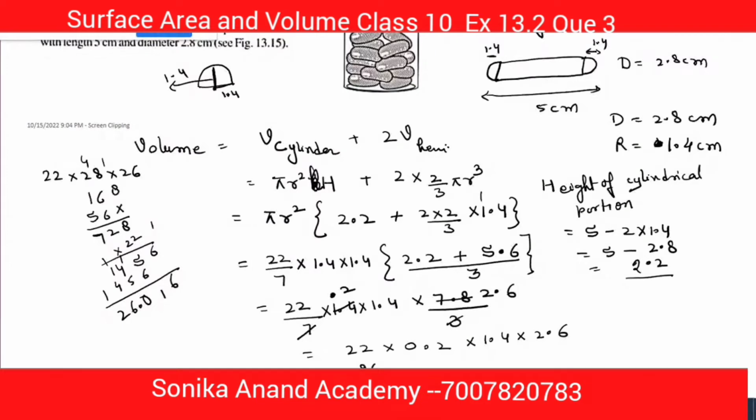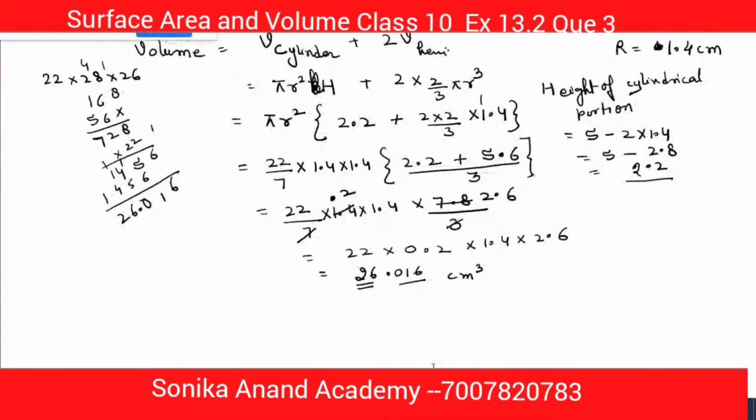Approximately 26. Yes, ma'am. So this is the volume of one gulab jamun. Now there are 45 gulab jamuns. So volume of 45 gulab jamuns, volume into 45. We have to multiply with 45.